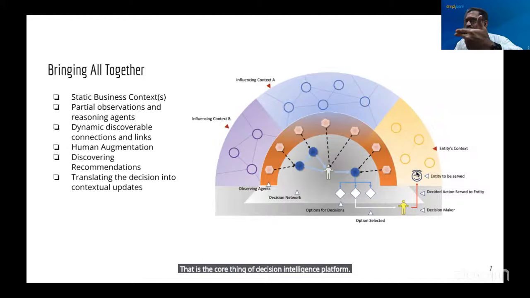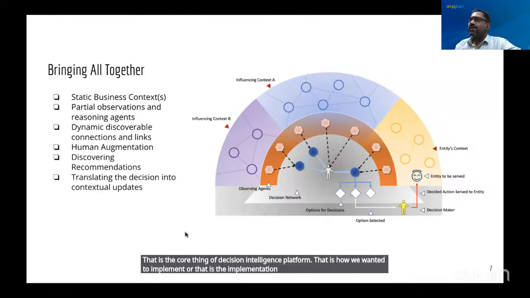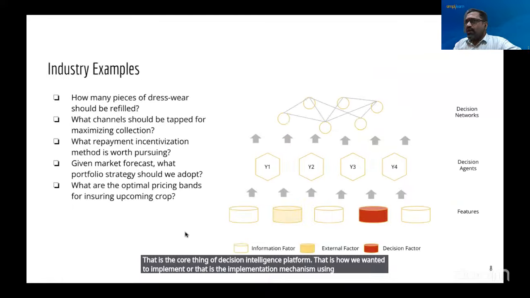That is how we wanted to implement it, or that is the implementation mechanism using this. So, okay, just to sum it up, how multiple industries use this concept. What we have understood, this is a summary of all that we have understood until now. What is decision intelligence?